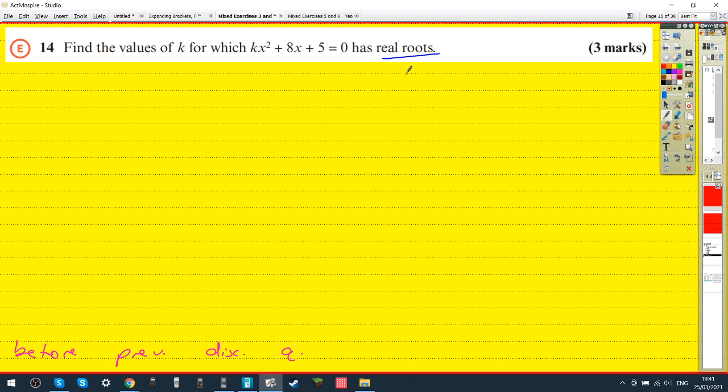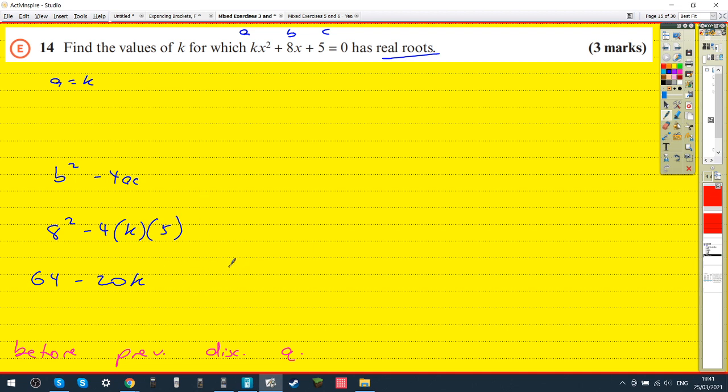Oh, okay. So you have A, B, and C, the discriminant, where A is k, B is 8, and C is 5. And you use B squared minus 4AC. So it'd be 8 squared minus 4 times A, which is k, times C, which is 5. Yeah. So that's 64 minus 20k. What's next? And then you'd make k the subject.